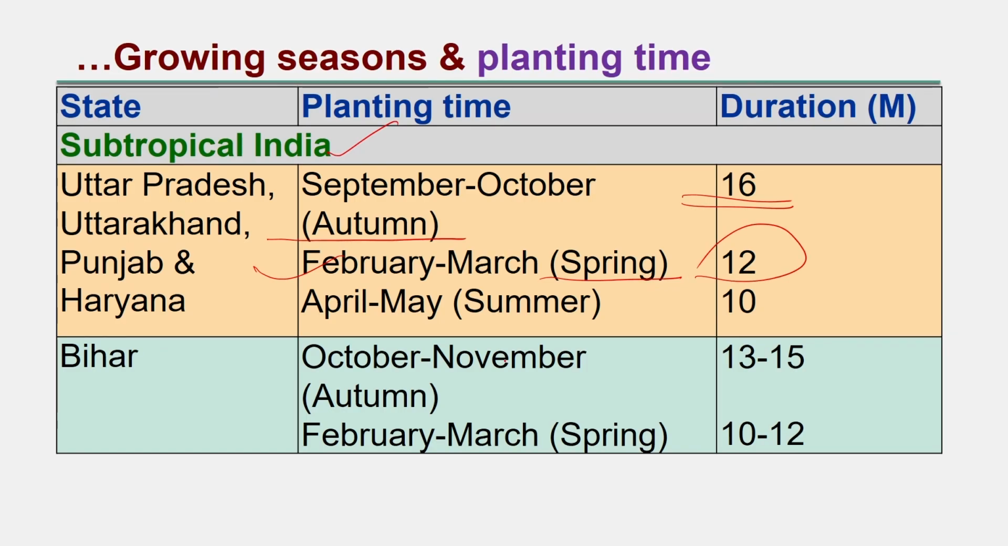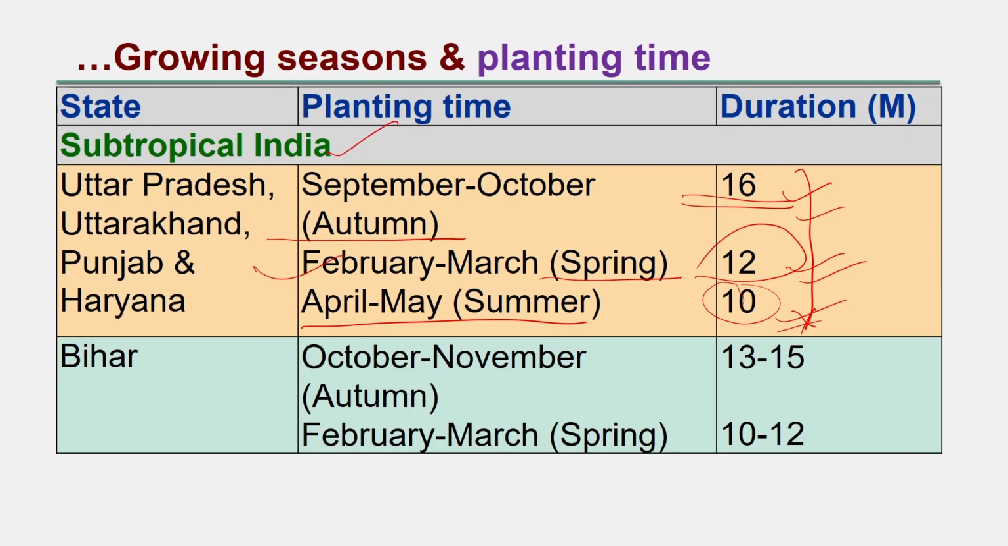Then there could be late planting which is done in April, May. It is called summer planting and it takes less time, which is 10 months. However, productivity decreases as the duration of the crop decreases. In general, the autumn sugarcane will give you highest productivity, followed by spring planted cane, and the lowest yield may be achieved from summer planted sugarcane.